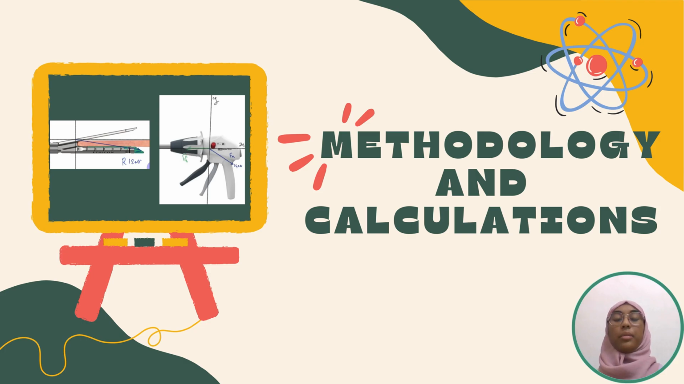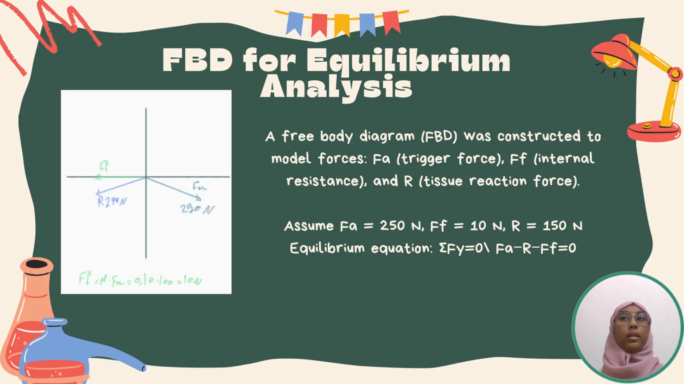So I'm going to talk about methodology and calculations. Starting with the free body diagram. In the equilibrium analysis, we use the free body diagram to analyze the equilibrium of forces during the firing process. The primary forces considered were Fa, the trigger force, equal to 200 Newton, Ff, the internal resistance, equal to 10 Newton, and R, the tissue reaction force, equal to 240 Newton. Here is the equilibrium shown on the slide where all the forces equal to 0.